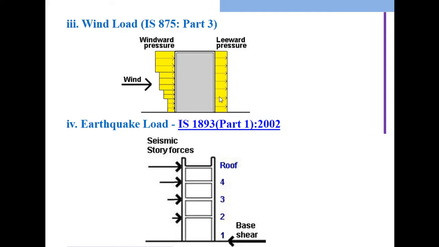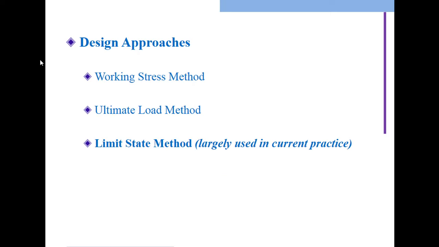Now, the earthquake load. Look, for earthquake loading, IS code 1893 Part 1, 2002 is very important to understand the earthquake loading. Without it, we cannot understand the functions and the formulas for the seismic design. In the design approach, there are three different methods. First is working stress, second is ultimate load, and third is limit state. Nowadays, we only use the limit state method for large construction. But for prestressed members, water tanks and staircases, we prefer the working stress method.